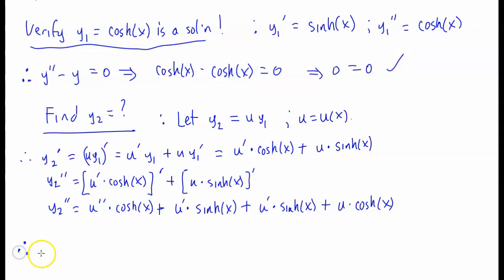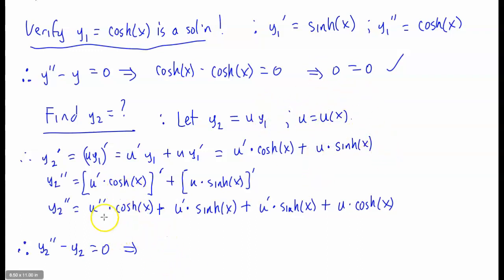So therefore, we say that y sub 2 double prime minus y sub 2 is going to equal 0. And then I just substitute in all this for y sub 2 double prime. And then, of course, I'm going to substitute in this u times y1. And, of course, that'll just be u times cosh x. Okay.